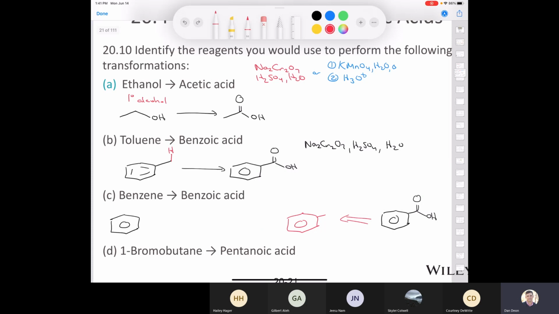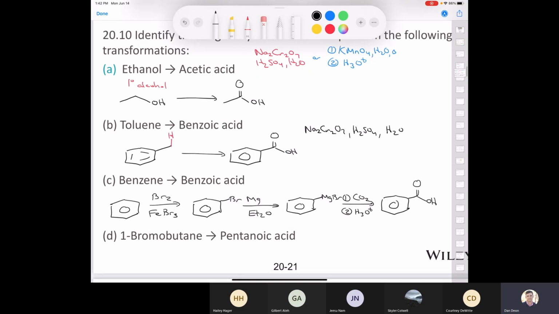Hey, we learned that in chapter 18. Let's write down what we know. If we take benzene and treat it with bromine and iron(III) bromide, we would make bromobenzene like this. In the next step, we'll treat it with magnesium and diethyl ether, that's Et2O. There we go. And now we've made our phenyl magnesium bromide. And then we're going to treat it with carbon dioxide, followed by aqueous acid. And there you go.